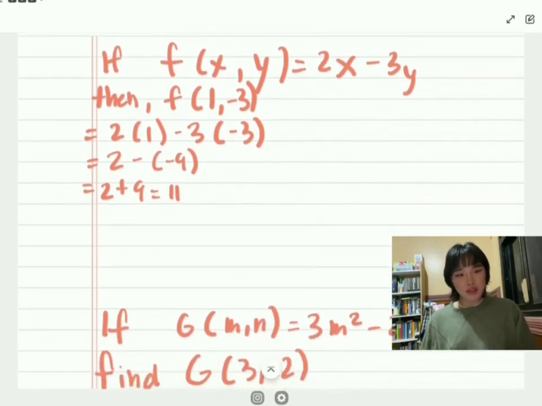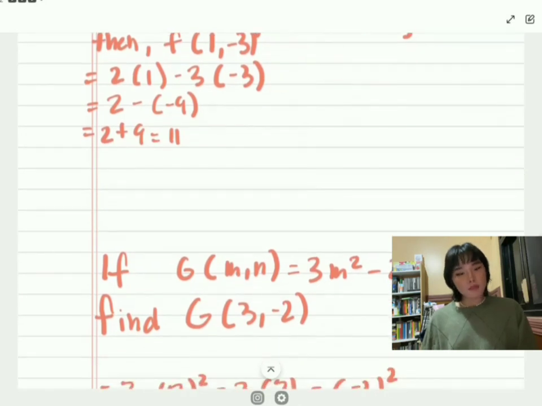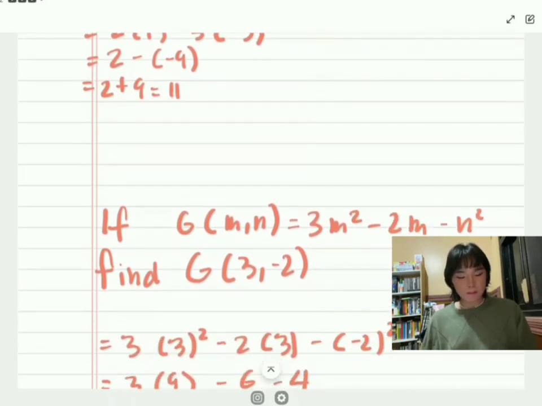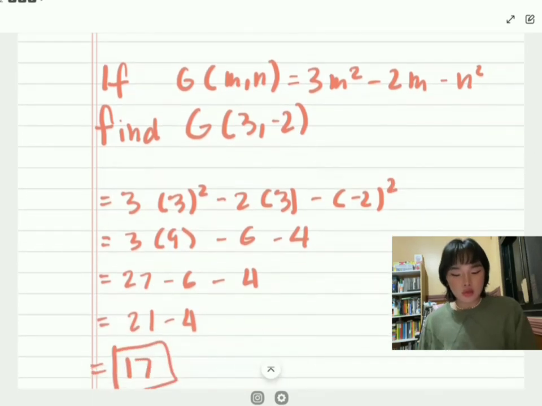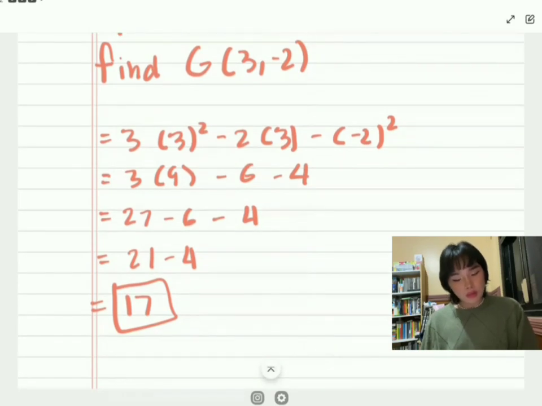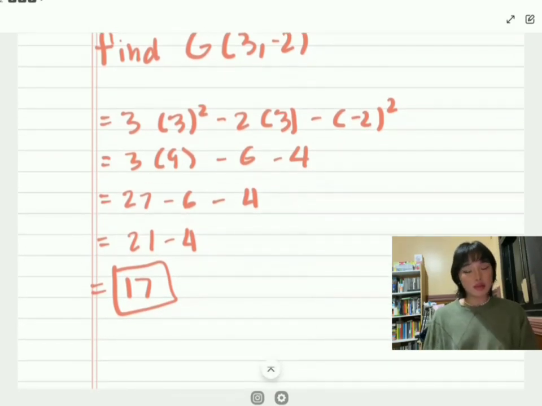And now, if g(m, n) = 3m squared minus 2m minus n squared, find g(3, negative 2). So the equation will be 3 times 3 squared minus 2 times 3 minus negative 2 squared. It will be 3 times 9, minus 6, minus 4, which is equal to 27 minus 6 minus 4. So 21 minus 4, the final answer will be 17.